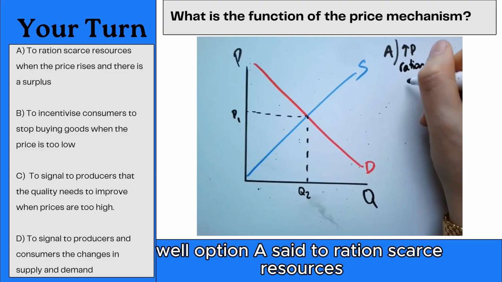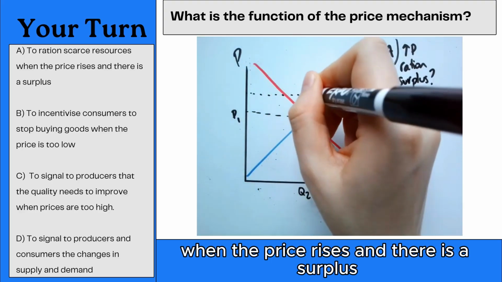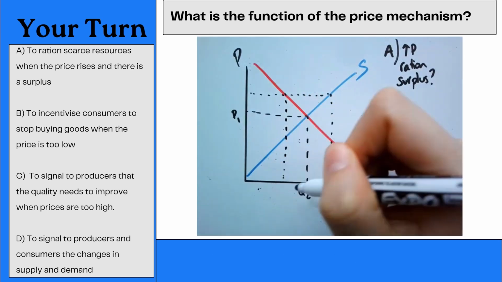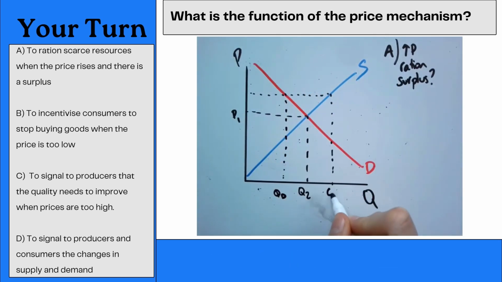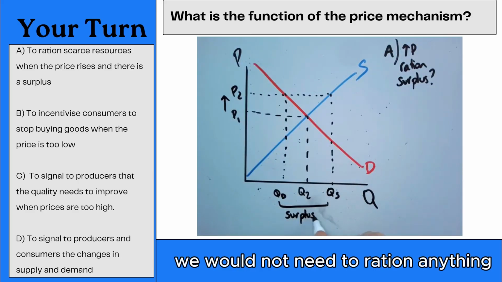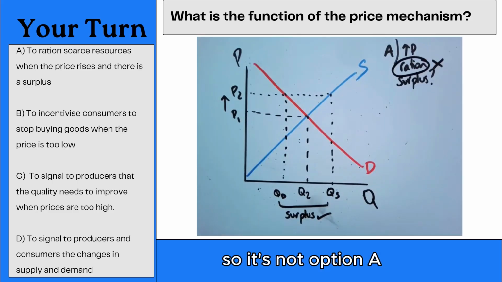Well, option A said to ration scarce resources when the price rises and there is a surplus. Well, if the price was to rise, we'd see an extension along supply or a contraction along demand. If the price were to rise for no reason, we would not need to ration anything because there would be a surplus of a good. So it's not option A.